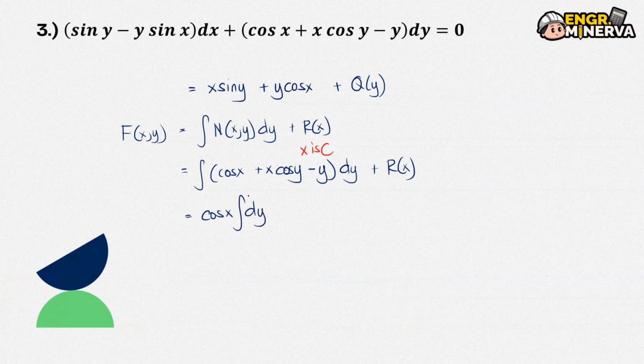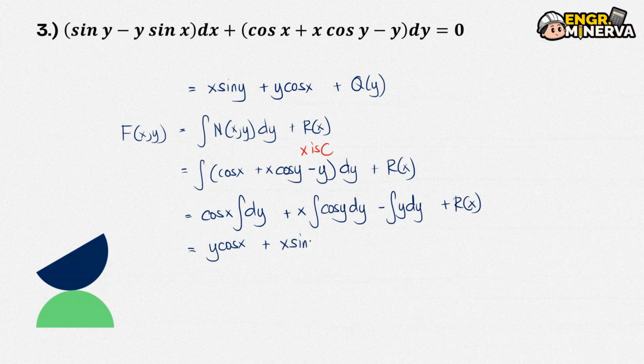That would be the integral of dy, plus, factoring out x, the integral of cosine y dy minus the integral of y dy, plus r of x. So that would be y cosine x plus the integral of cosine y, that is sine y, x sine y, minus y squared over 2 plus r of x.